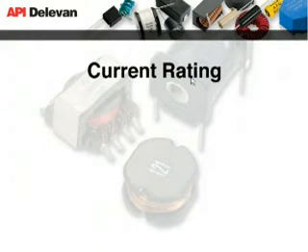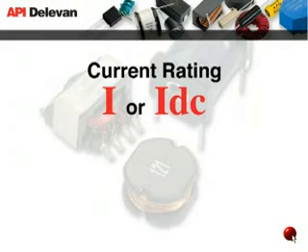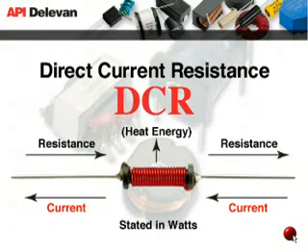Current rating is the value of DC that will cause no greater than the specified temperature rise, indicated by the symbol delta T. Current rating is represented by the symbol large I, or large I small dc. Most inductors are rated in DC compared to AC or RMS current. As we have seen previously, when a DC current passes through a piece of wire, the wire gets hot. The greater the current, the hotter the wire becomes. If the wire overheats, it burns up and, more likely than not, burns a hole in the circuit board.